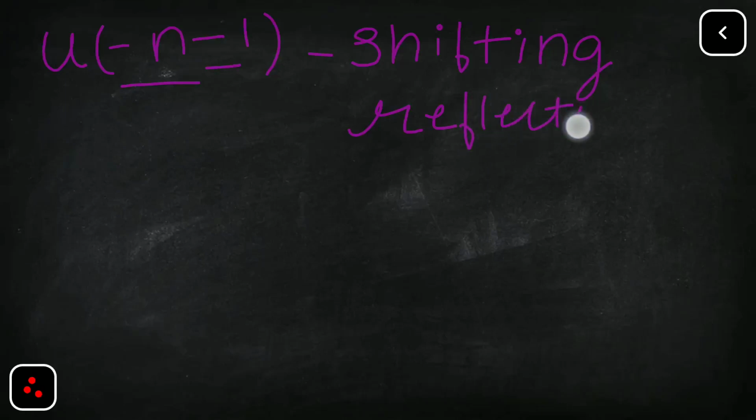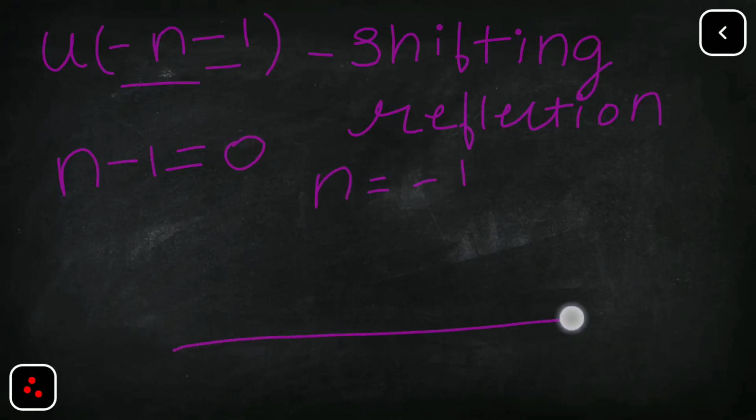So I'll write that first. My shifting process would result in what? That is n minus 1 equal to 0, and n is equal to minus 1. So now I'll draw this signal. I get it like this: 1, 2, 3, 4. Your amplitude is 1 for all of 1, 2, 3 and 4, right?